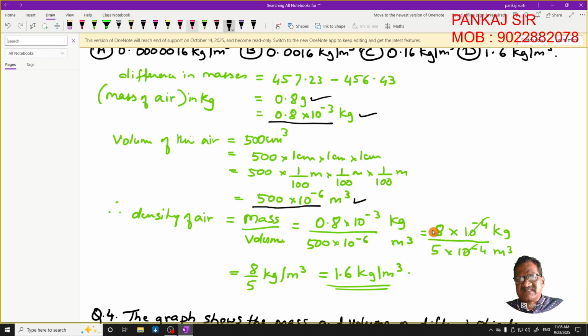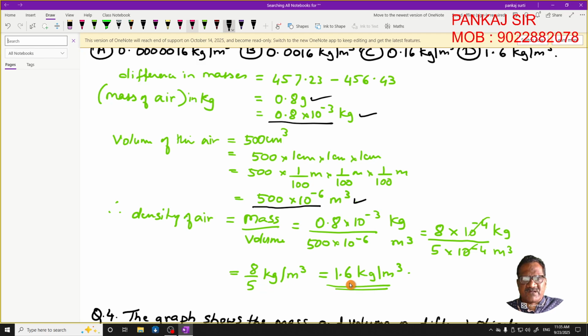Okay, this is nothing but conversion. I hope you know how to convert it into scientific notation. So 8 into 10 raised to minus 4 and 5 into 10 raised to minus 4. Now 10 raised to minus 4 will cancel from both the numerator and the denominator. You will be left with 8 upon 5, and the unit is kg per meter cube.